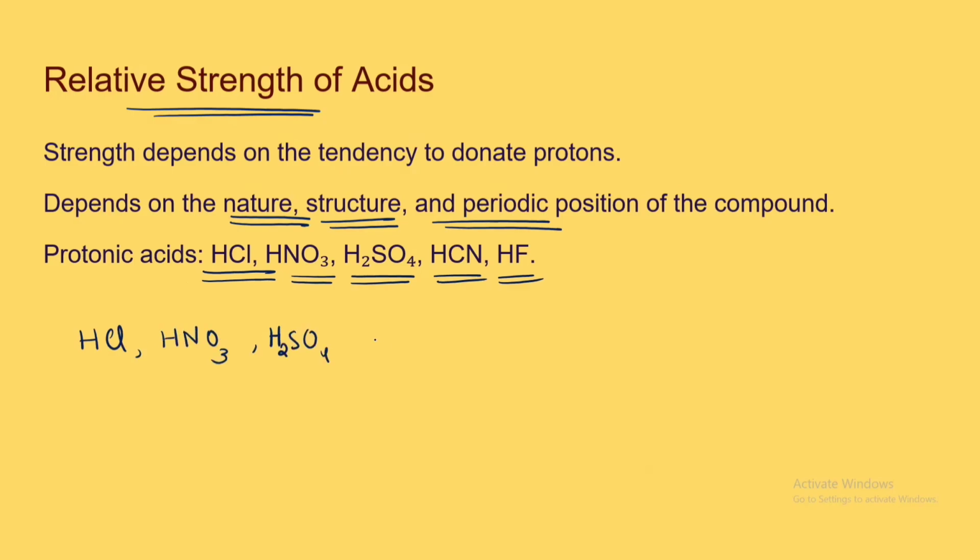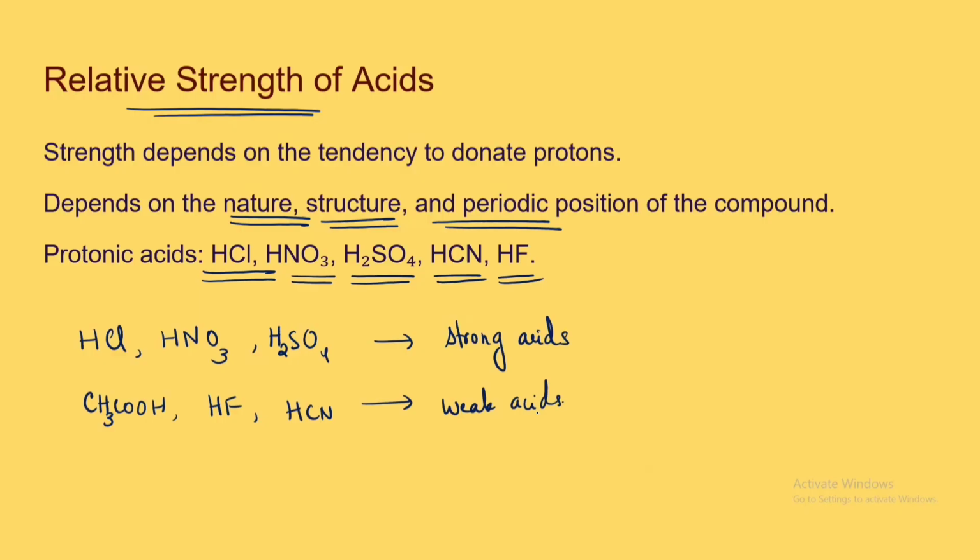Now, we know that acids like HCl, nitric acid, and sulfuric acid are all considered strong acids without any doubt, right? Similarly, acetic acid, CH3COOH, HF, or HCN are all considered weak acids, right? Mainly, the ionization of the acid in water measures the relative strength of any acid. So let us look into the ionization of a particular acid. Let us take it as HA.